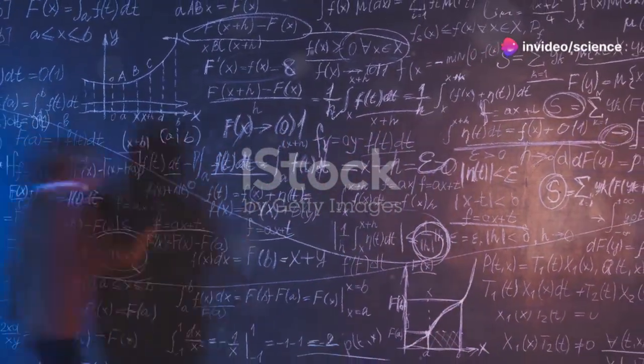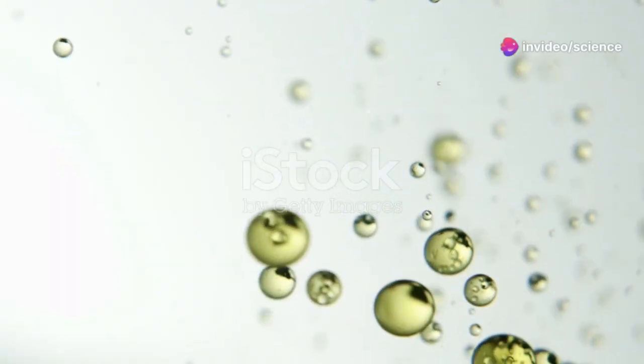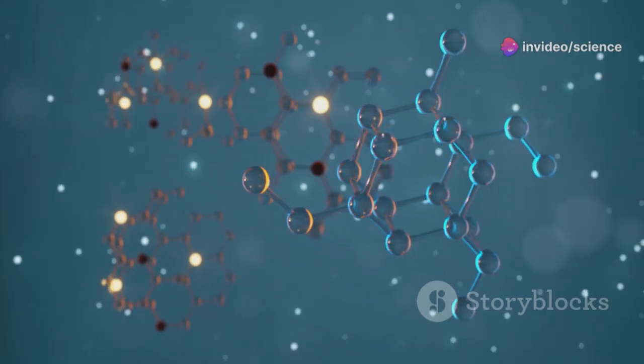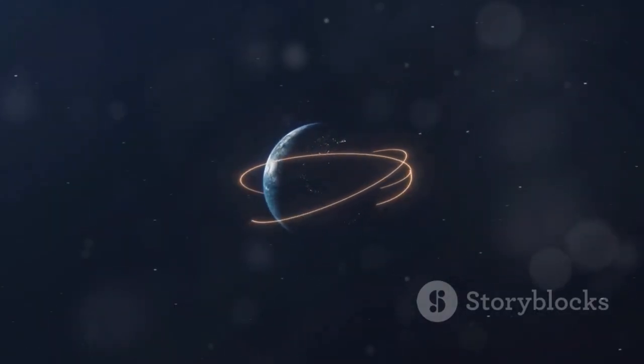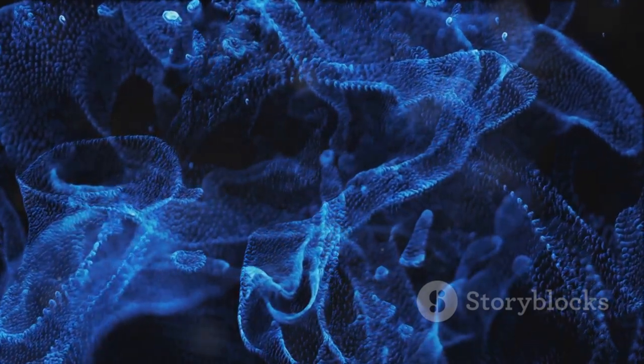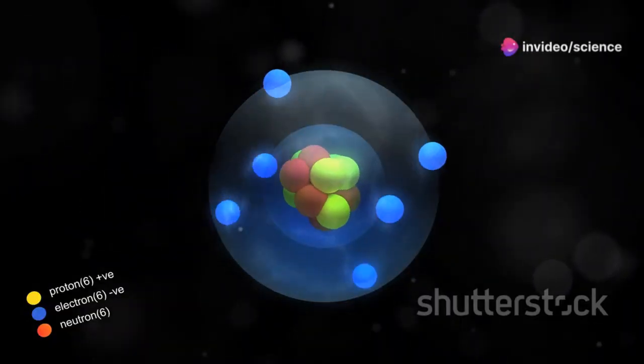Particles and fields represent two different concepts in physics. Particles are discrete, localized entities. They occupy specific positions in space. Fields, on the other hand, are continuous and spread out. A particle can be thought of as a small point. It has mass and charge.